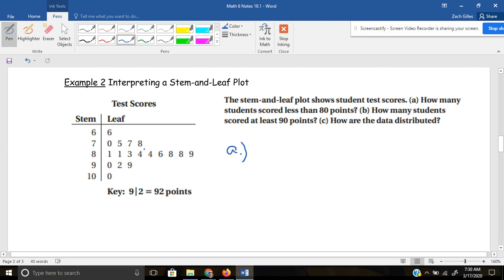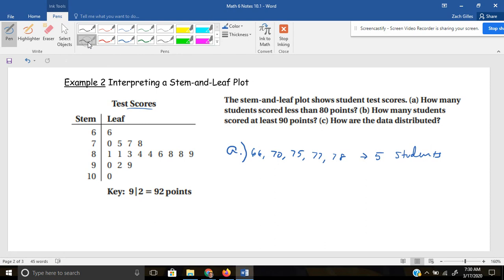So the students that scored below or less than 80 would be 66, 70, 75, 77, and 78. These 1, 2, 3, 4, 5. So how many students scored less than 80 points? That would be 5 students. And these are their test scores.